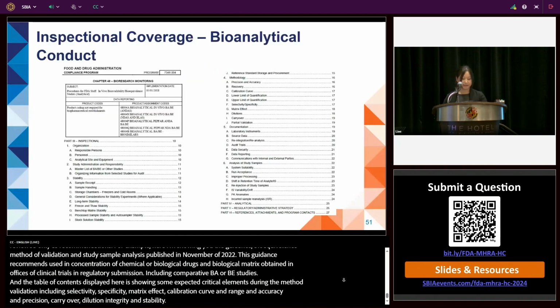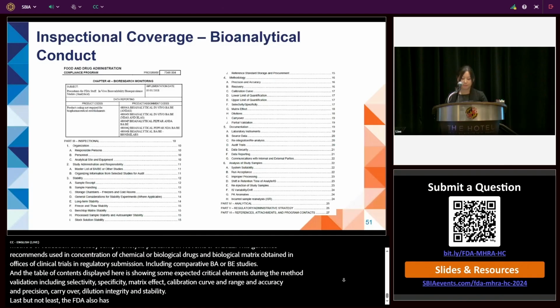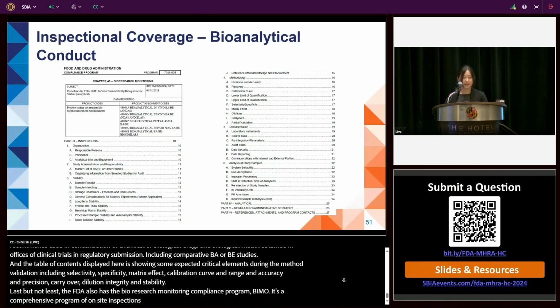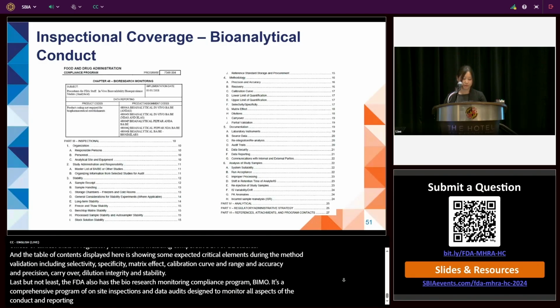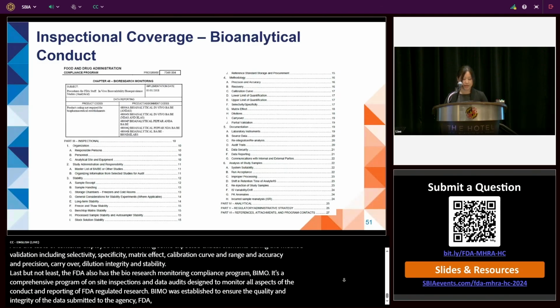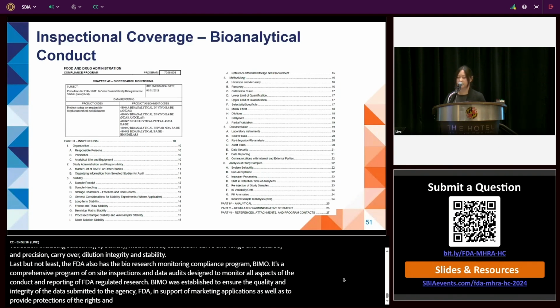Last but not least, the FDA also has the Bioresearch Monitoring Compliance Program, BIMO. It's a comprehensive program of on-site inspections and data audits designed to monitor all aspects of the conduct and the reporting of FDA-regulated research. The BIMO was established to assure the quality and integrity of data submitted to the FDA in support of marketing applications, as well as to provide protections of the rights and the welfare of human subjects and animals involved in FDA-regulated research.